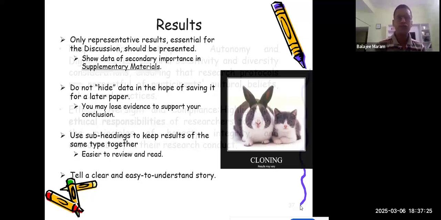Okay. Only representative results essential for the discussion should be presented. It means, suppose we have so many metrics, some 50 metrics, but out of those 50, some 10 metrics are primary metrics, and the remaining 40 are secondary metrics. Definitely we should discuss only those primary metrics, because those are very important. We should give the results of, or concentrate on, those primary metrics only.